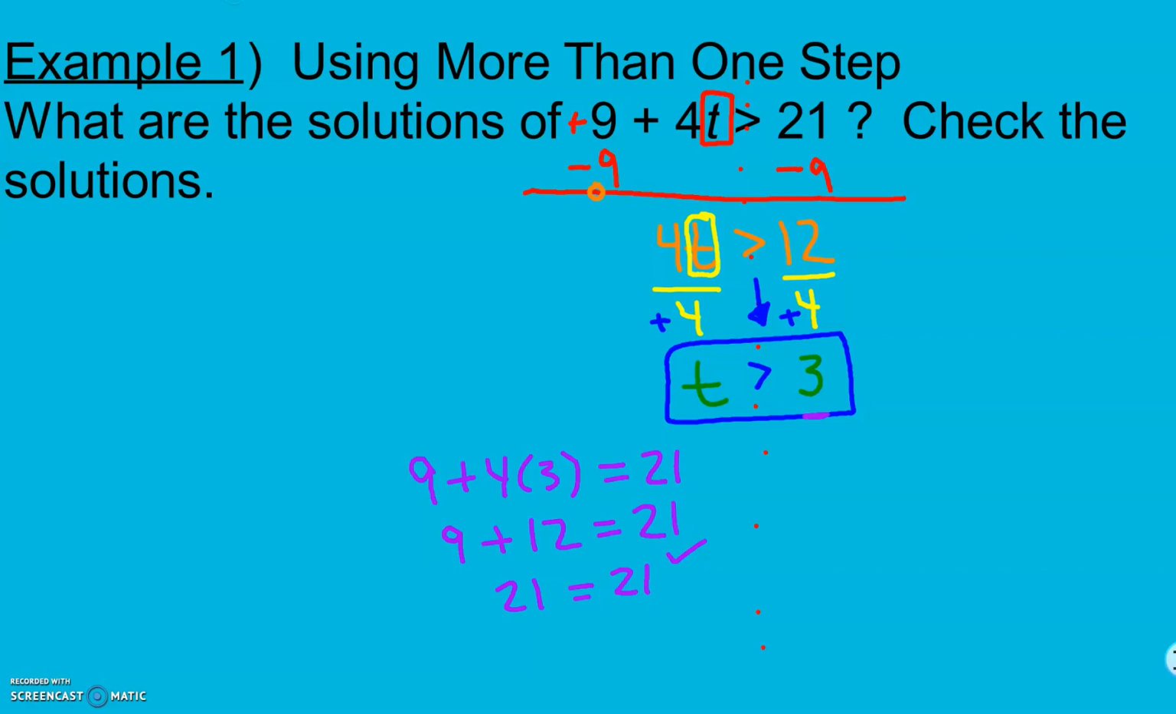Now we're also going to check our inequality to make sure it's right. So we said all numbers greater than 3. So let's check a number greater than 3, like 4, for example. So 9 plus 4 times, I'm going to plug that 4 in for t, should be greater than 21. And I get 25 is greater than 21, which checks, so we are correct. Both our boundary point and our inequality symbol are correct.